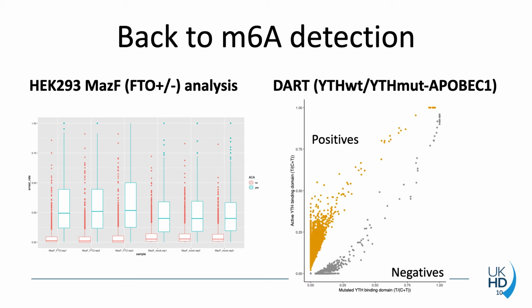On the right-hand side, the same analysis in Jacusa was done with DART-seq data, where you have an active YTH binding domain and where you have a mutated YTH binding domain. So here again, you can see the characteristic C to T transitions, and if you deviate from the diagonal to the top left corner here, you have an elevated C to U transition in the active YTH binding case, and that would be what we consider positives.